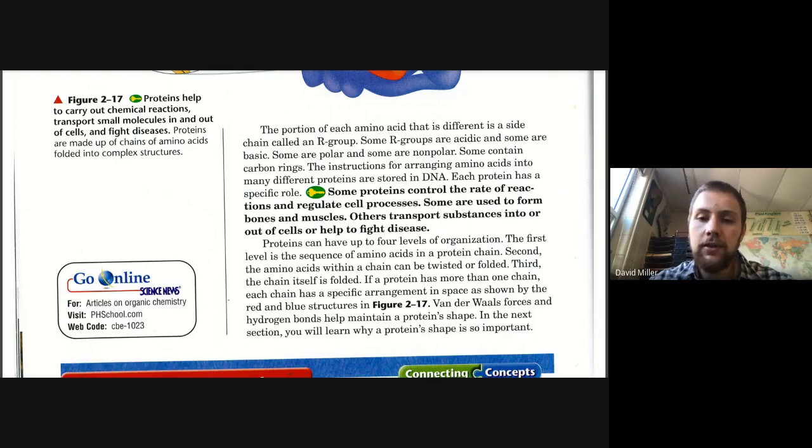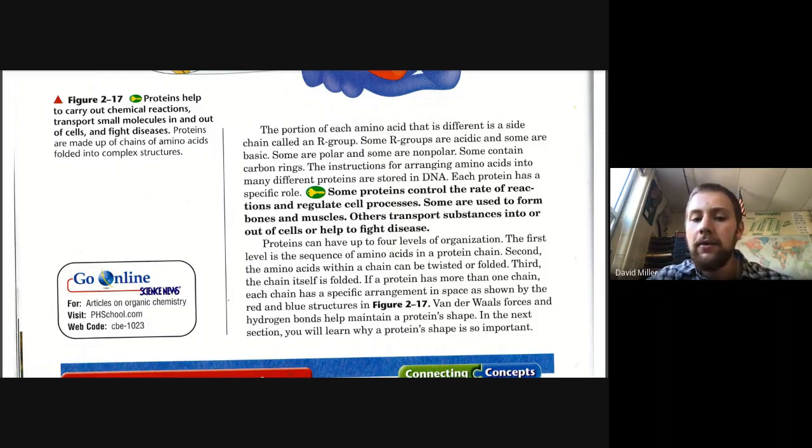Some proteins control the rate of reactions and regulate cell processes. Some are used to form bones and muscles. Others transport substances into and out of cells or help to fight disease. Proteins can have up to 4 levels of organization. The first level is the sequence of amino acids in a protein chain.